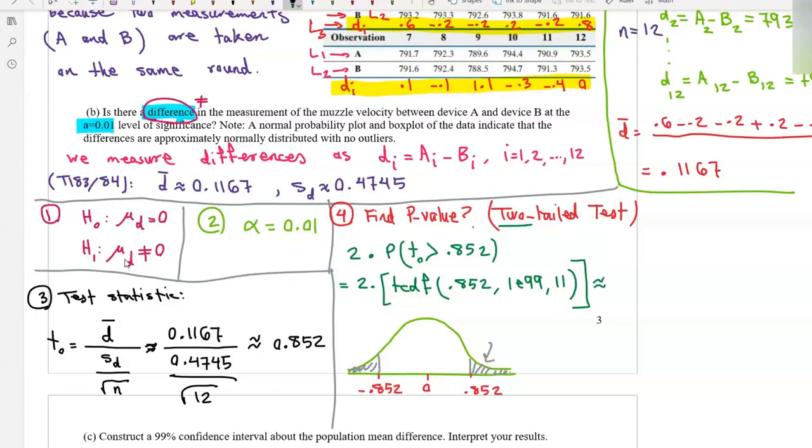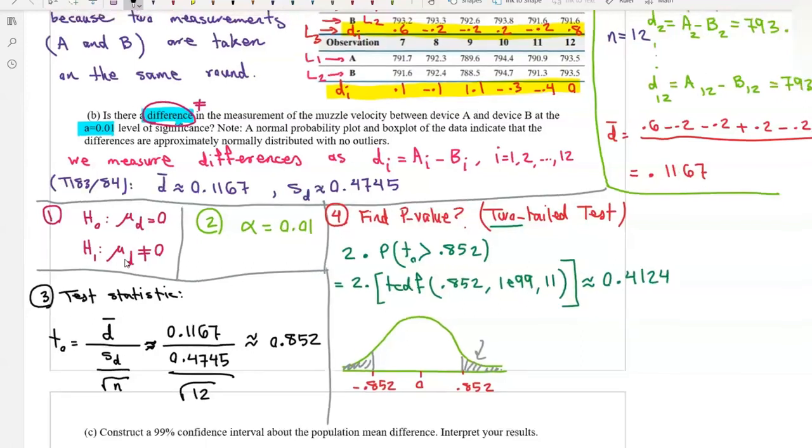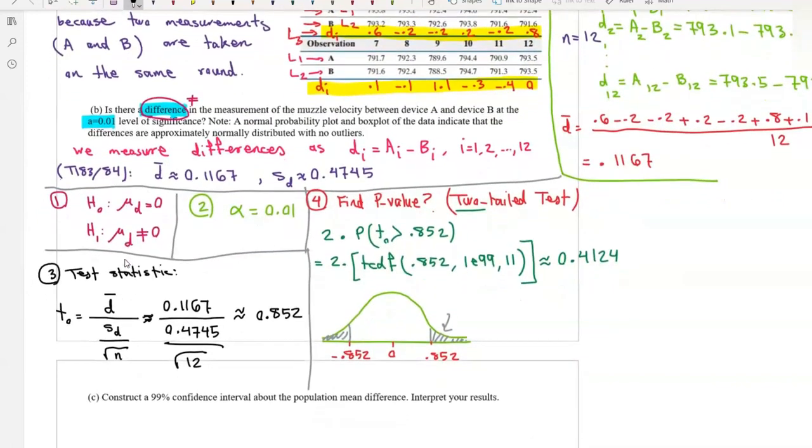So whatever the answer is for this part, tcdf, multiply by 2. And I rounded, I got 0.4124. So this is the answer for the p-value. Let's write it up here. So this is our p-value.